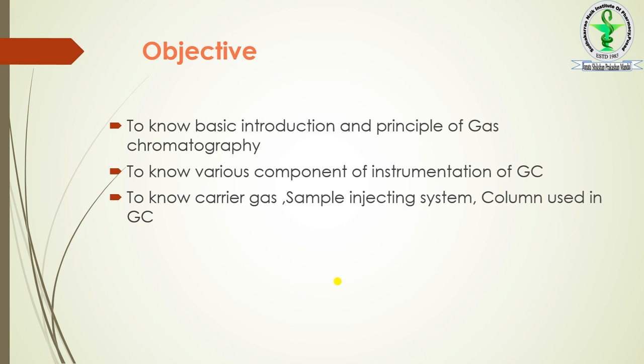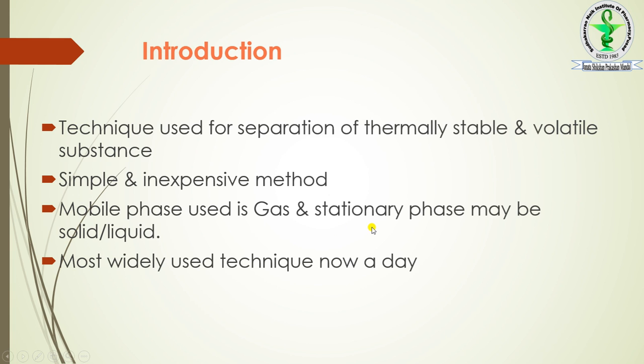So we have to study the columns, which kind of columns we are using. There might be different kinds of columns like open tubular column, support coated open tubular column, and packed columns. And then there is the detector. We will cover that part in the next lecture. We also have to study the various kinds of detectors that we are using. Okay, so one by one we start with the first one, that is the introductory part.